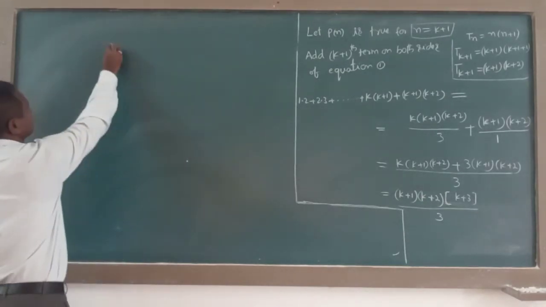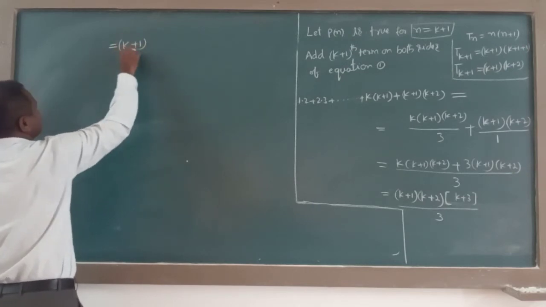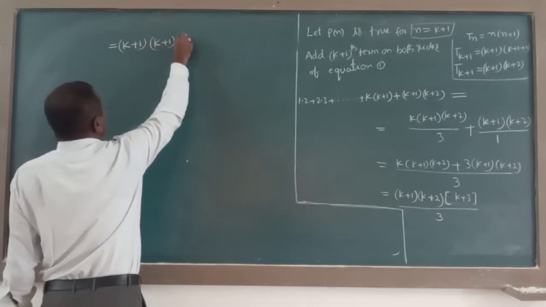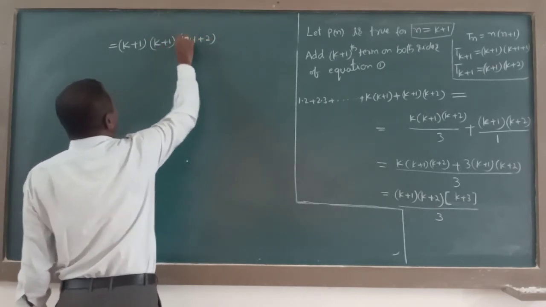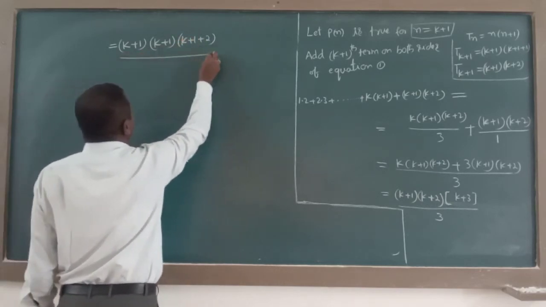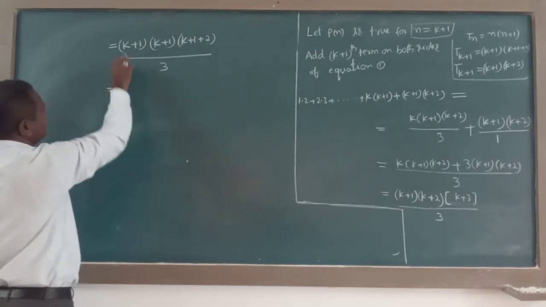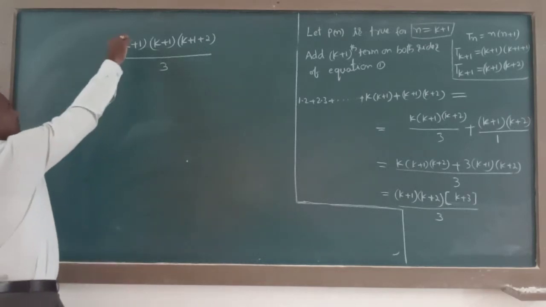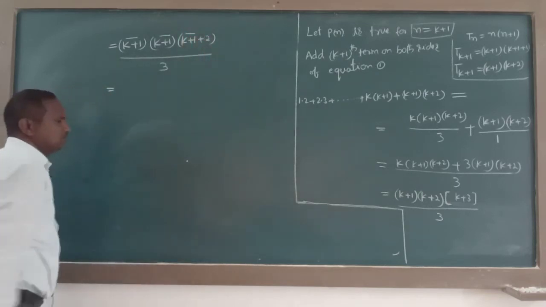That is equal to k plus 1, k plus 2 can be written as k plus 1 plus 1, k plus 3 can be written as k plus 1 plus 2 whole dividing by 3 here. Wherever you are seeing the k plus 1 term, on that k plus 1 term just put a simple bond.